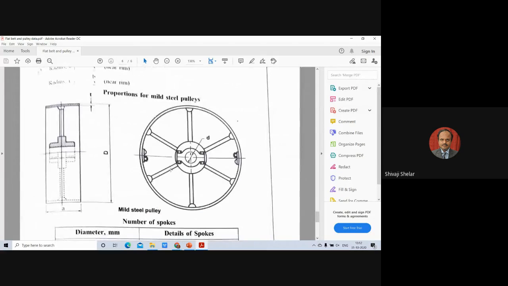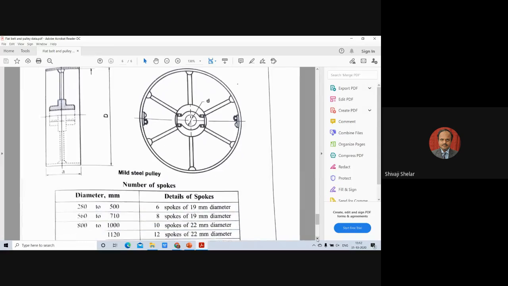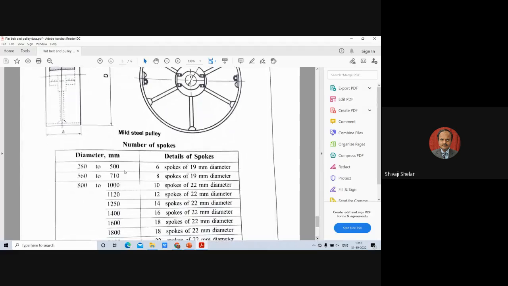This is the steel pulley that I told you about. This steel pulley can be made up from a number of parts. This is a split pulley. If your diameter is bigger, then you can go for a split pulley. Then the diameter of the spoke is very important, the size of the spoke, and the number of spokes. When the diameter is this much, what should be the number of spokes? What should be the standard size of spokes?